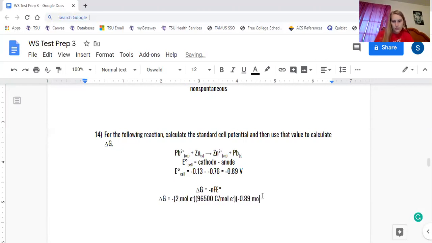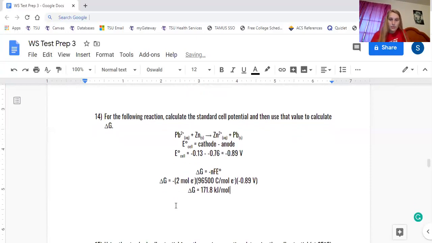Then we're going to have this, and you can go ahead and do the math and solve for that one. When we do the math, we come up with 171.8 kilojoules per mole. Okay, there's that.